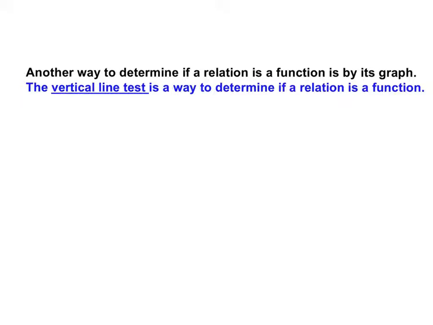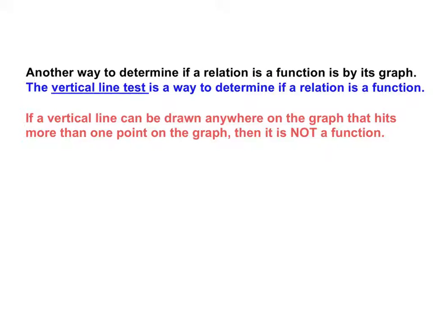Okay? So simply stated, here's what the vertical line test is. If you can draw a vertical line anywhere on the graph and it hits more than one point, then the graph is not a function. If it only ever hits one point, no matter where you draw a vertical line, then it is a function.